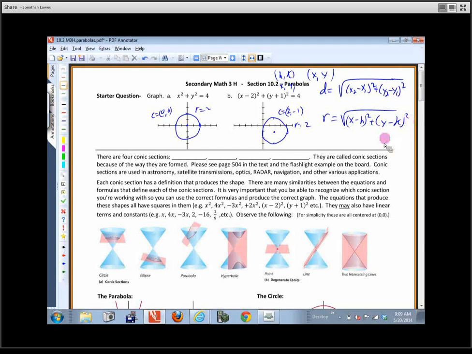That doesn't look like the equation of a circle until you do what? Square both sides. Then you'd have r squared over here. Then you'd have x minus h quantity squared, plus y minus k quantity squared. And that's that familiar formula that we're used to seeing. Are there any questions there?